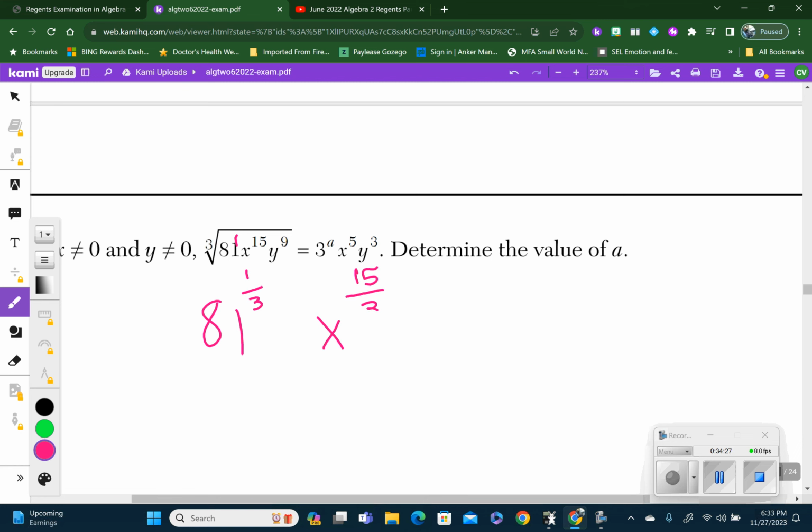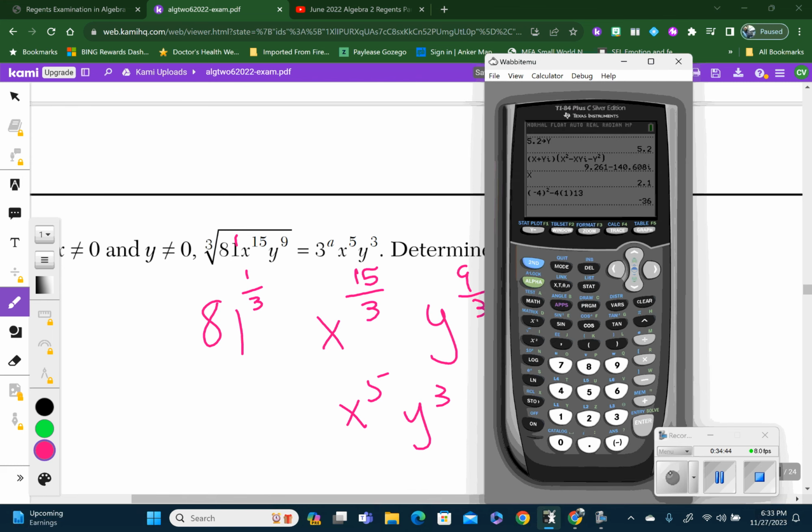The root is 3. I'm going to do the same thing with the y. So this is y to the 9th divided by 3 is a root. So 15 divided by 3 is 5. That's x to the 5th. 9 divided by 3 is 3. And 81 to the 1/3, right? I'm just going to put that into the calculator. So 81 to the 1/3.